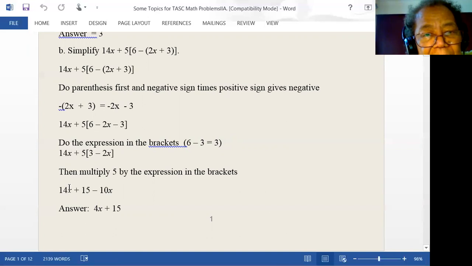Now we combine our variables. 14x minus 10x will give us 4x. And we have our constant 15. So our answer is 4x plus 15.